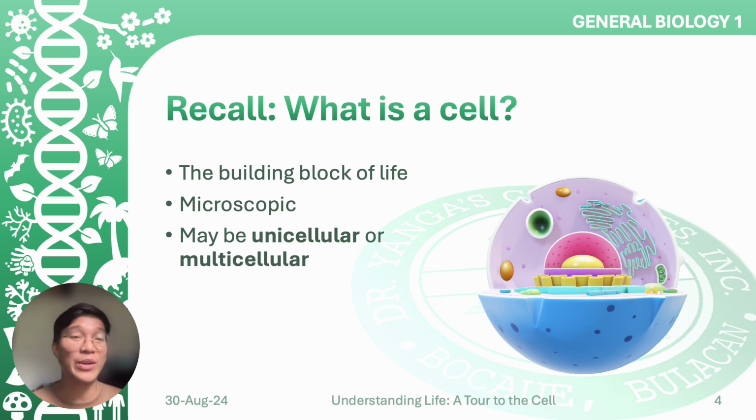It's microscopic, basically we cannot see it, but cells can be unicellular or multicellular. When we say unicellular, it means that the organism has only a single cell. While multicellular organisms exist with more than just one cell for it to survive. Again, if you are unicellular, you only need a single cell to live. But if you are multicellular, you require more than one single cell for you to live. So it could be millions or billions, like in the case of human beings.